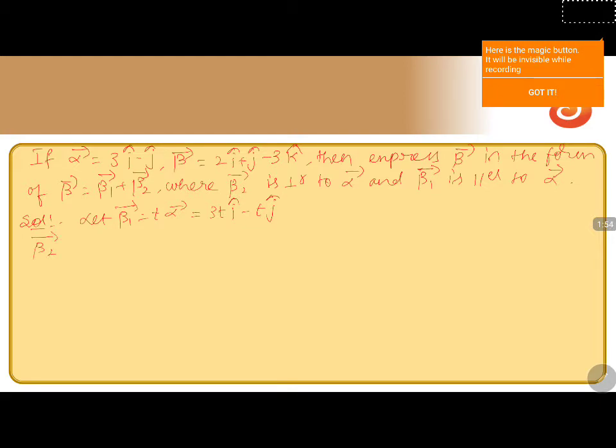Similarly, beta 2 vector is equal to beta vector minus beta 1 vector. This can be obtained as beta vector minus beta 1, which gives (2 minus 3t) i cap plus (1 plus t) j cap minus 3 k cap.